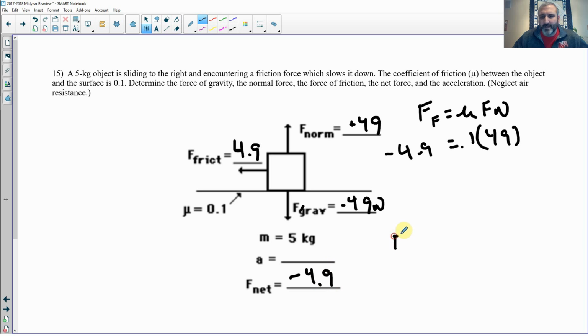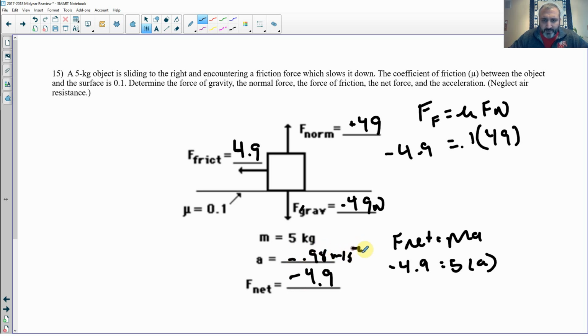And F net equals ma. The net force is negative 4.9. The mass is 5. The acceleration is what we've got to figure out. Negative 4.9 divided by 5. That means the acceleration is negative 0.98 meters per second squared. I hope that made sense.